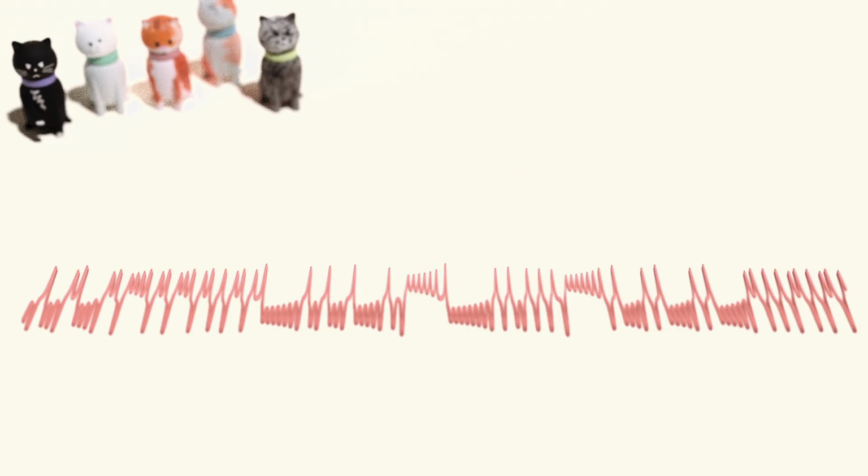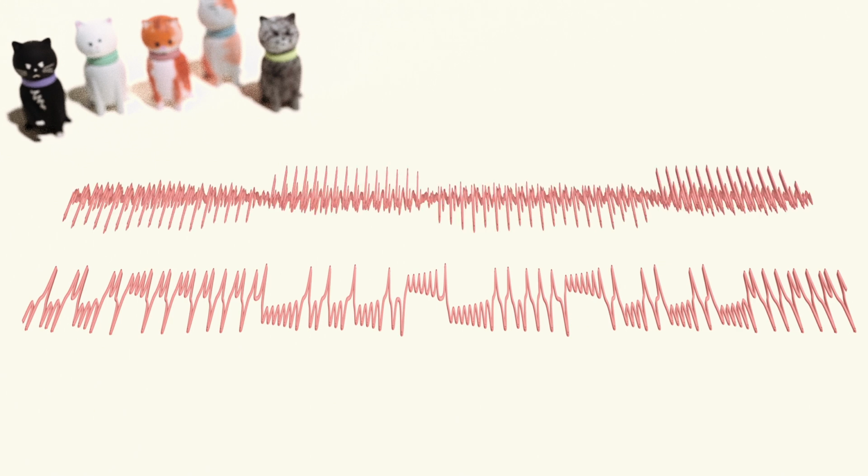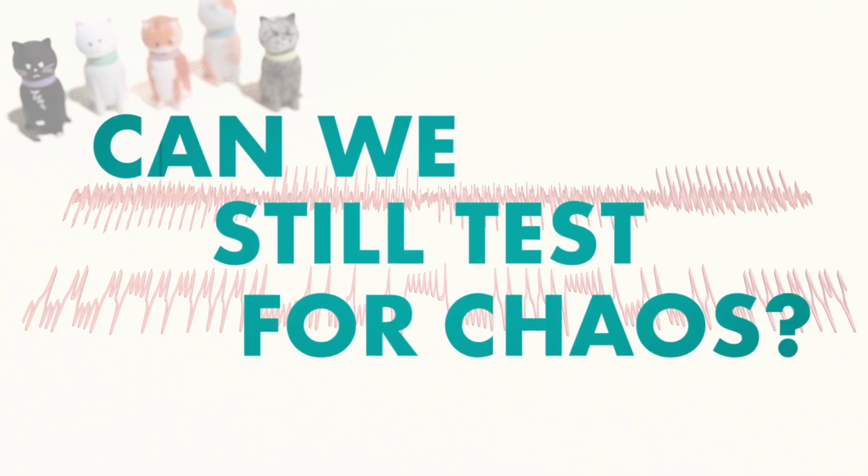What if he only had one of the three curves? Now his data is incomplete and looks more or less roughly like ours does. Can we still test for chaos, even with just 1/3 of the information?